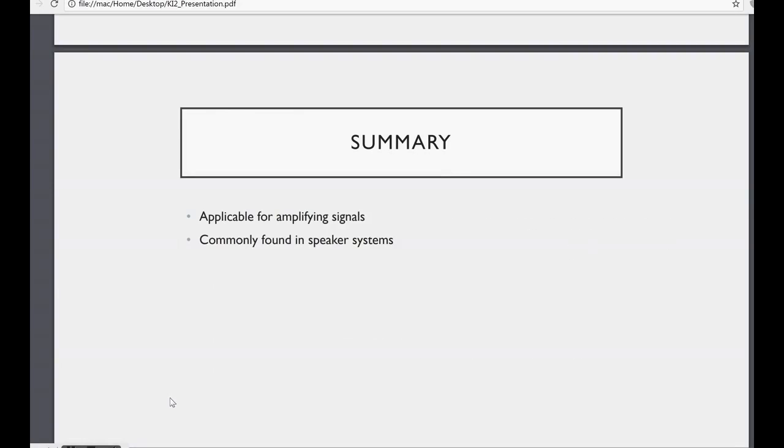Altogether, as noted before, this was an audio amplifier, which just increases an input signal so that way it can have a higher output, more readable audio sound. It's commonly found in speaker systems, and it has a couple of different applications, but that's it.